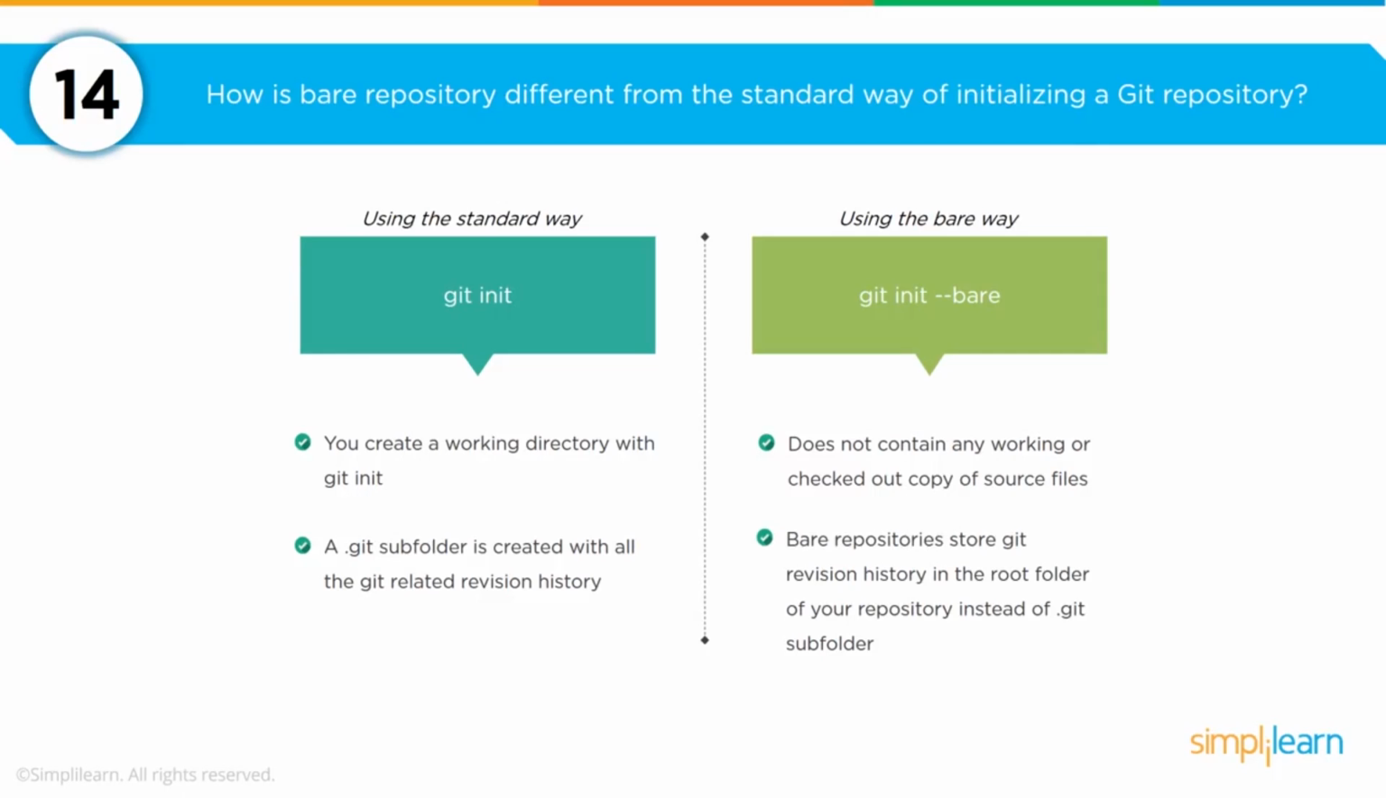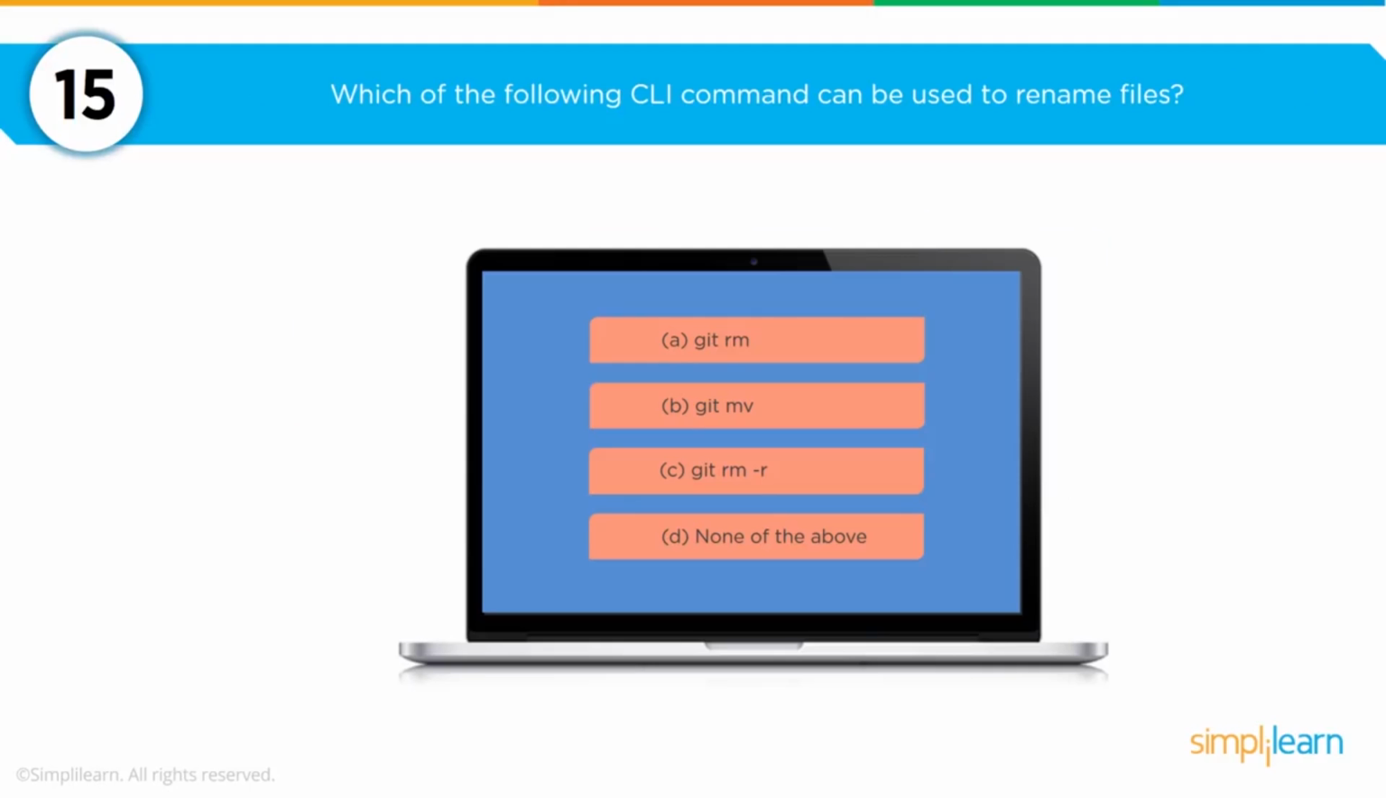In addition, the revision history is actually stored in the root folder versus a subfolder that you would have with the normal git init initialization. So which of the following CLI commands would be used to rename a file? So we have git rm, git mv, git rm -r, or none of the above? Well, in this instance, it would be git mv.